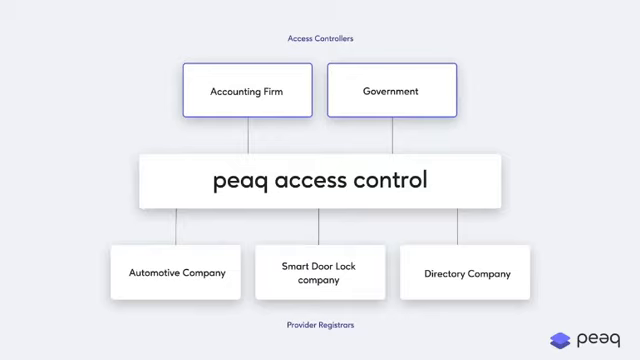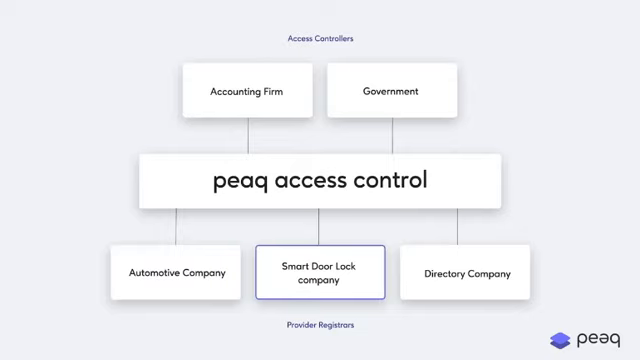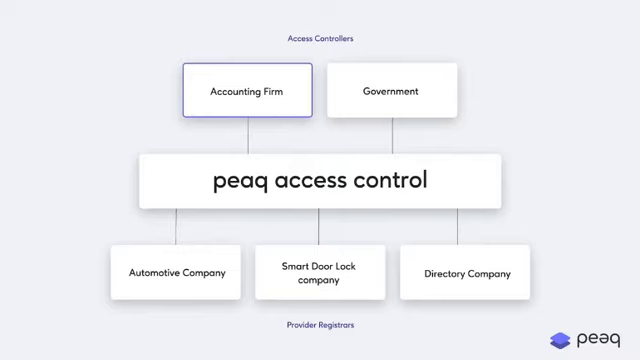An example of a provider registrar could be an automotive company or also a smart door lock company. An example of an access controller could be a large accounting firm which has multiple large offices with many access points and multiple networks. They need to manage access rights across the entire organization using multiple provider registrar systems.